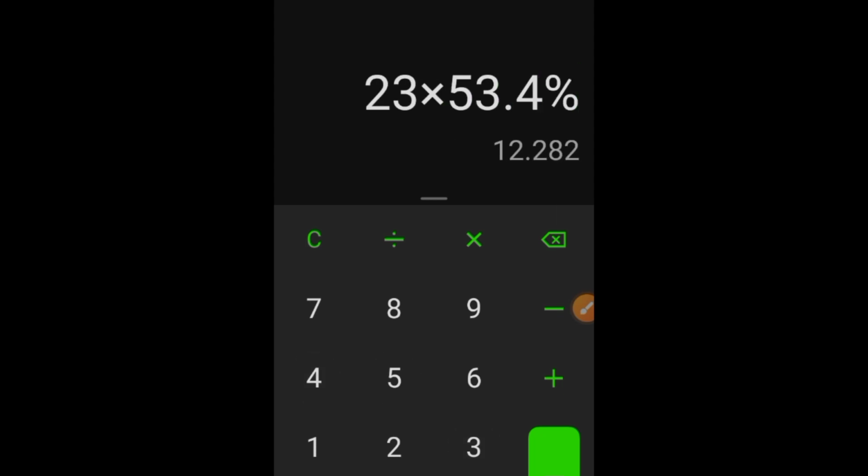So you are going to be losing $12.28. Are you okay with that? $12.28 is what you'll be losing if the trade goes against you. You see, we are here to make money, not to waste money. That is why you need to know what you really want.